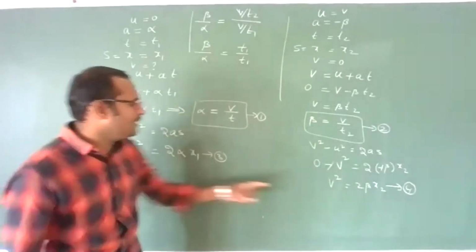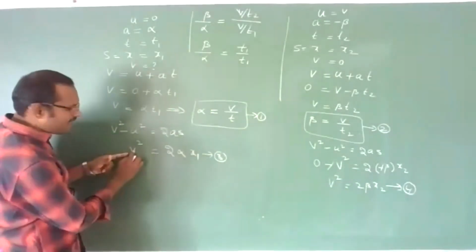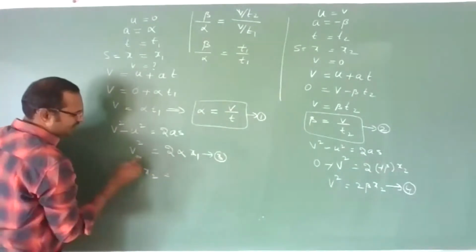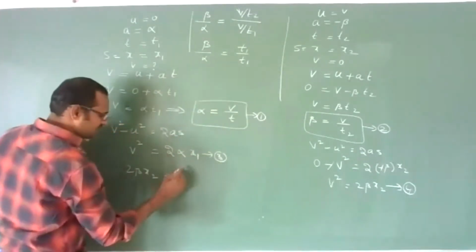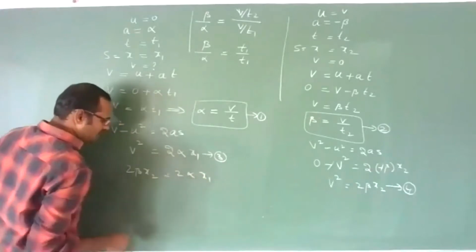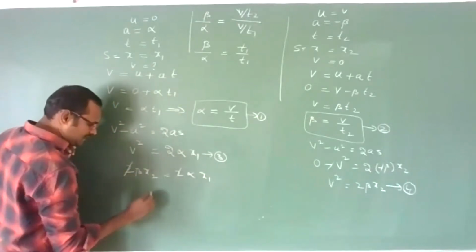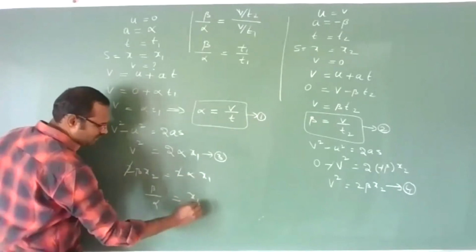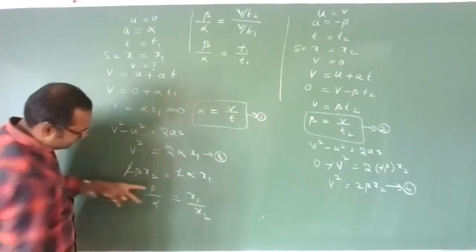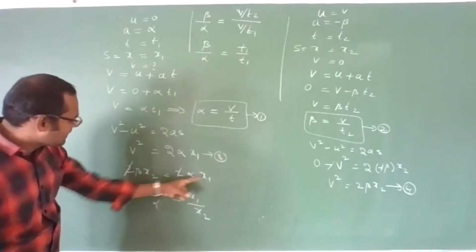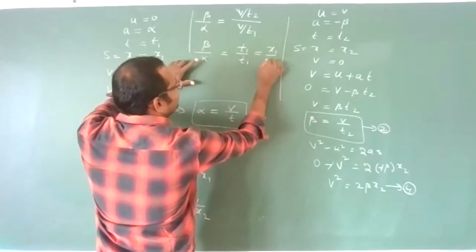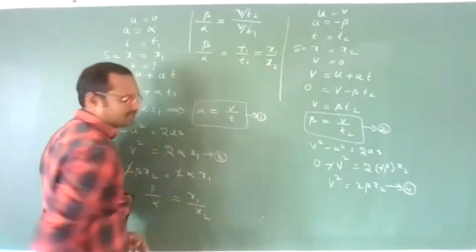From equations 3 and 4, I write 2 beta x2 in place of v square, and on the other side we have 2 alpha x1. The 2 cancels. If we take beta by alpha on one side, we get x1 by x2 on the other. So beta by alpha is nothing but x1 by x2. This should be the relation.